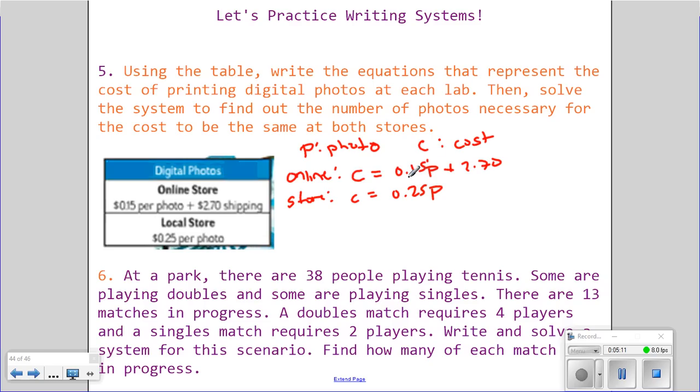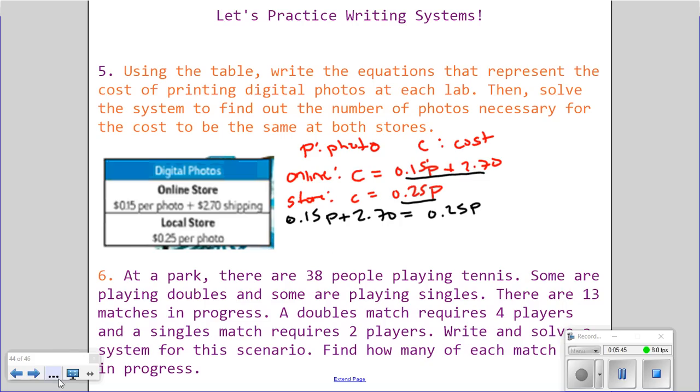I'm going to take these two expressions and equal them to each other because they're both equal to c, so that means they should both equal each other. So that means 0.15p plus 2.70 is equal to 0.25p. That's what we're trying to figure out, is when will the cost be the same at both stores? And how many photos will it take for that to be the same?